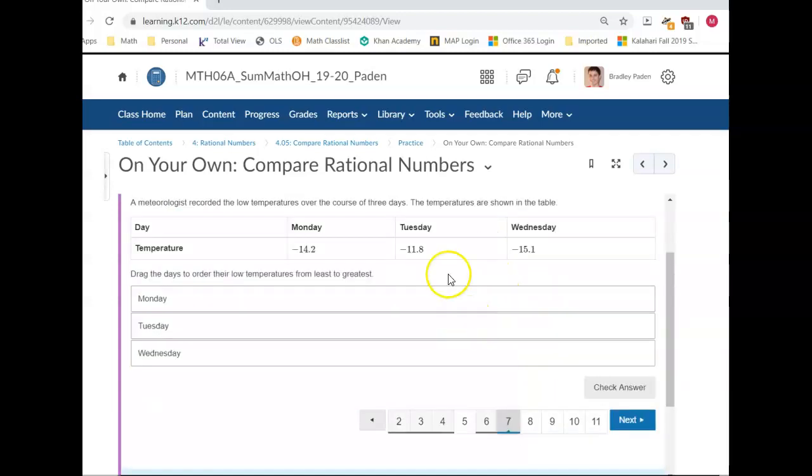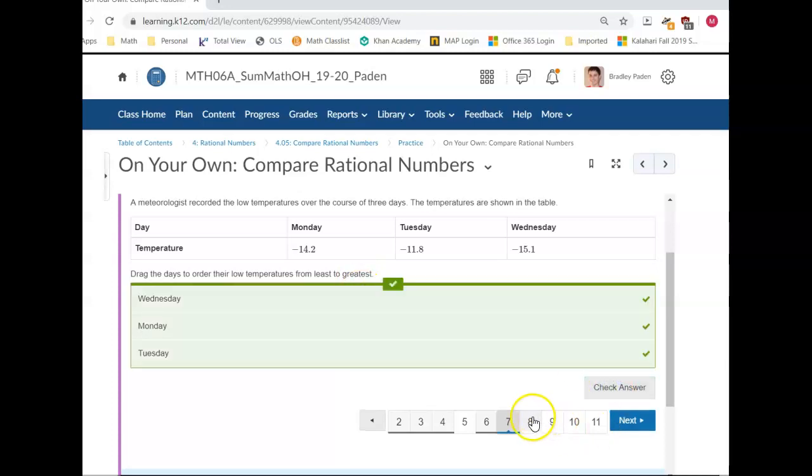Okay. All right, ordering temperature. Drag the days to order their low temperatures from least to greatest. So smallest to largest. When was it the coldest? Negative 15 is the smallest number I see here. Wednesday was the coldest day. Negative 14.2 was pretty cold, but not quite as cold as negative 15.1. So that's Monday, and then Tuesday would be the warmest day. Their low temperatures in order from least to greatest, I think would be that. Okay.